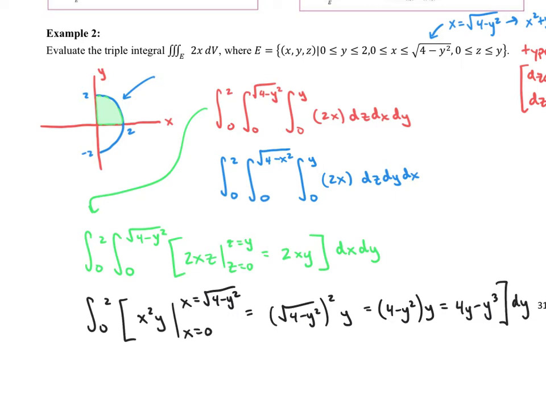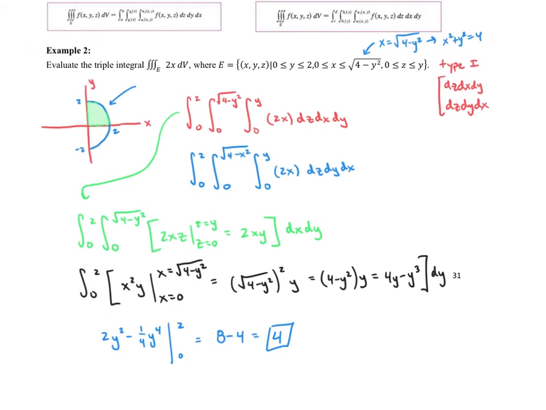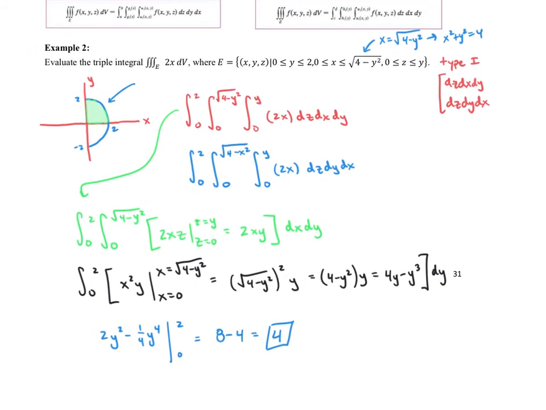Okay, almost there. Now we have to do the antiderivative of that, so we have 2y squared minus 1/4 y to the 4th, and we're evaluating from 0 to 2, and that gives us 8 minus 4, which is 4. So there you go. That is an example of that type 1 where, again, it's a little bit more complicated with regard to the limits.